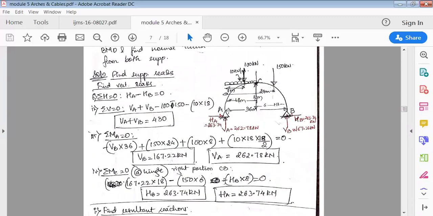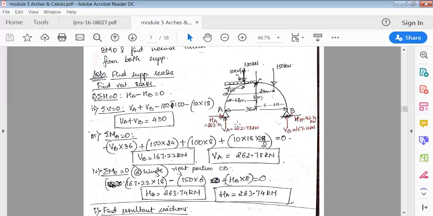Okay, so now at 8 meter, this is 100 kilonewton acting. So check to the left side. On the left side, there are three forces acting: HA, VA, and this 10 kilonewton per meter, that is a UDL. We're cutting the section exactly at 8 meter. Because it is cutting this 100 kilonewton load, we are not considering that. Okay, so now let us start.